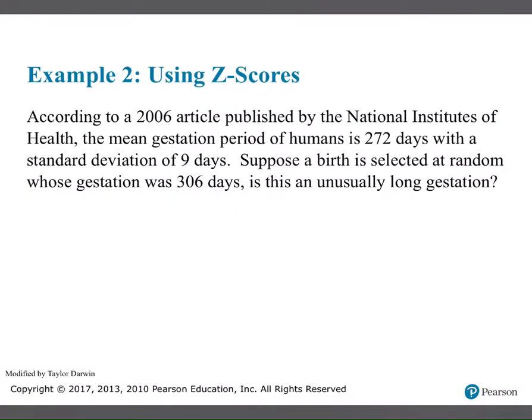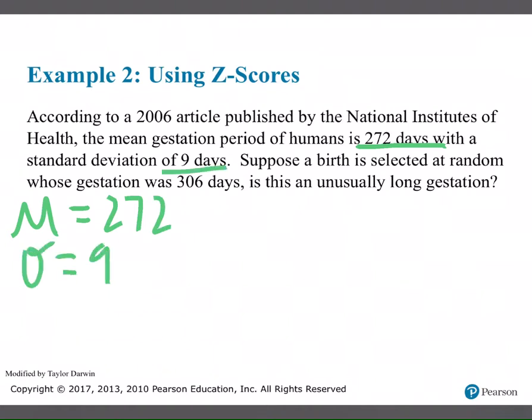Let's do another example, and I suggest that you pause and try it on your own. According to a 2006 article published by the National Institute of Health, the mean gestation period of humans is 272 days with a standard deviation of 9. Suppose a birth is selected at random whose gestation is 306 days. Is this unusually long? So what I'm actually looking at is 306.